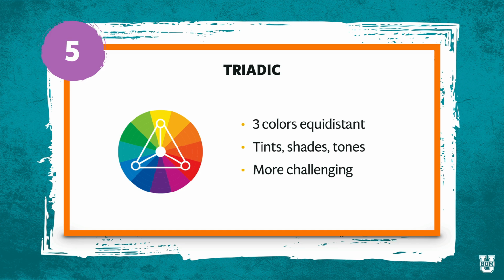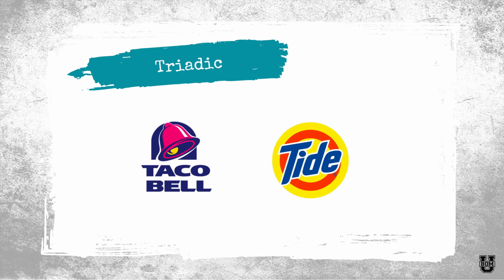So next up, we have the Triadic color scheme, and this is when there's 3 colors that are equidistant on the color wheel. Again, tints, shades, and tones. It's a little more challenging, but again, it all comes down to experimentation. Remember, these are sort of guidelines to get you started. And some examples of Triadic are your Taco Bell and your Tide, and you can see there.